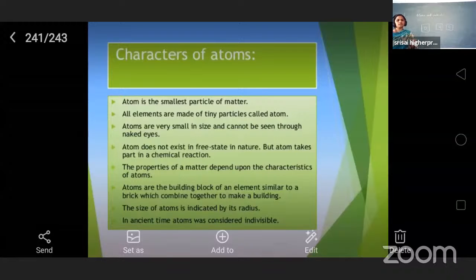So atom does not exist in free state in nature, but atom takes part in a chemical reaction. I always say that it takes part in the chemical reaction. So the properties of matter depend upon the characteristics of atom. You have learned about the characteristics of matter in the first lesson, isn't it?